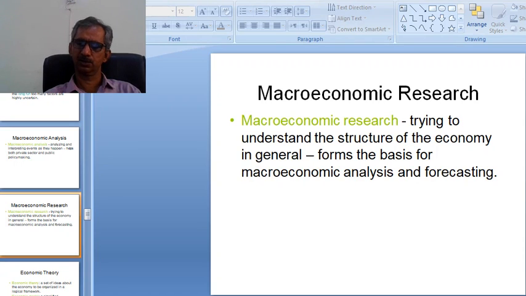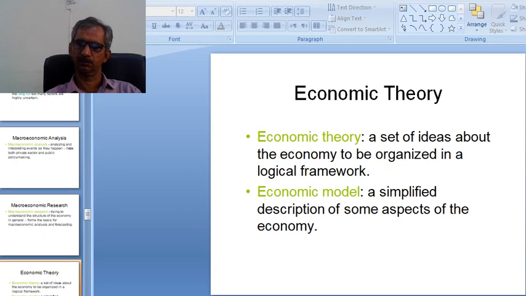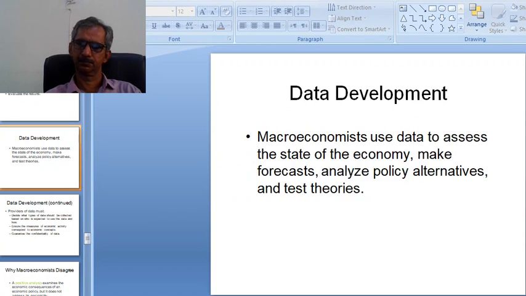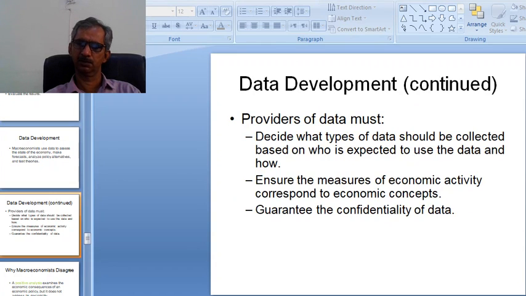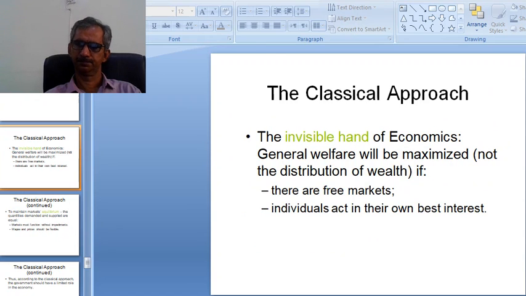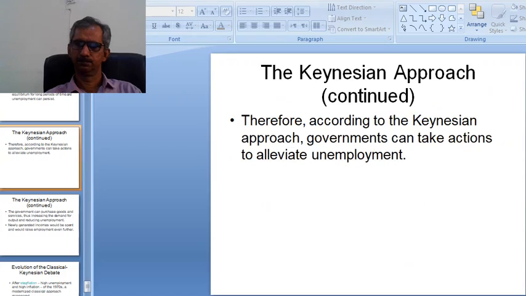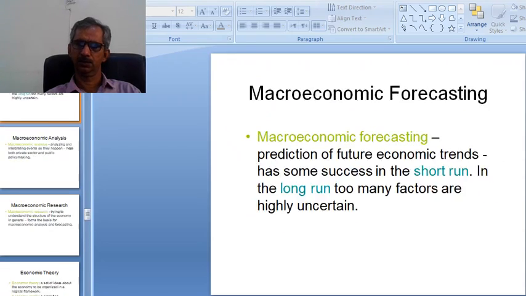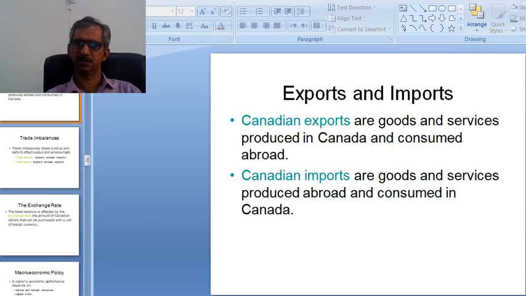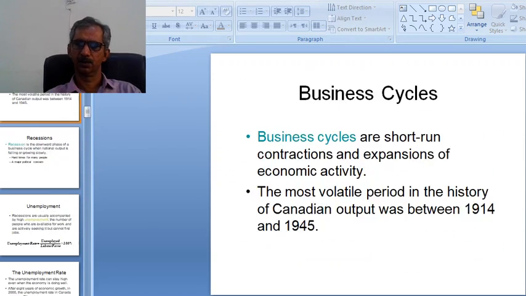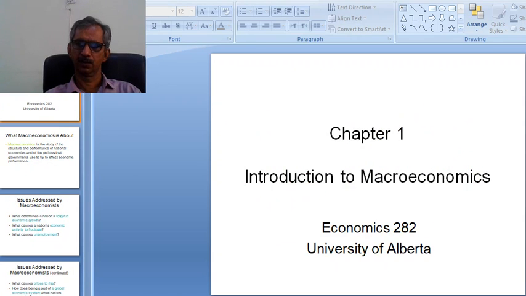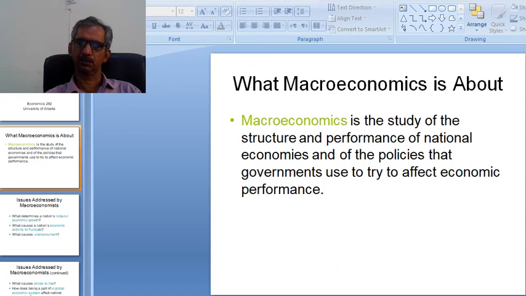Through macroeconomic research, we try to understand the structure of the economy in general. Then we develop economic theories and economic models, and then we test them. Then we have data development. These are the major topics which we will be discussing during this course, and I hope you will enjoy the discussion. And again I repeat, macroeconomics is a very important course and it's very interesting for understanding the economy.